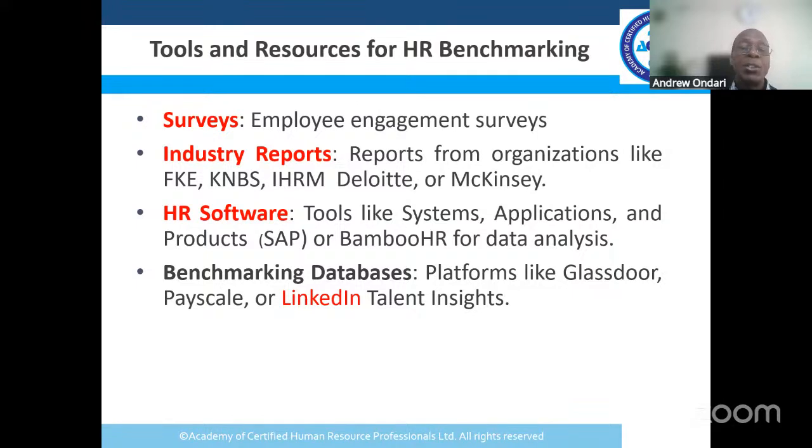The other organization is Deloitte and Touche. We know that this is a consultancy firm which does various consultancies, including HR, like recruitment, training, performance management, as well as salary surveys. So we can use these surveys as part of the resources for benchmarking.